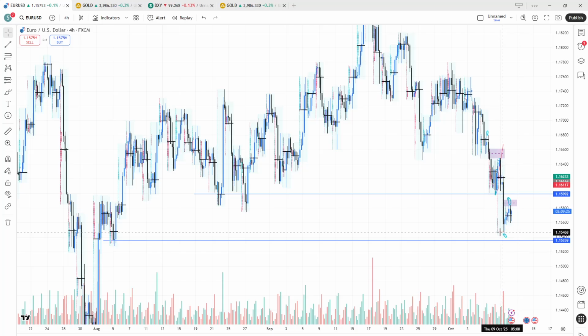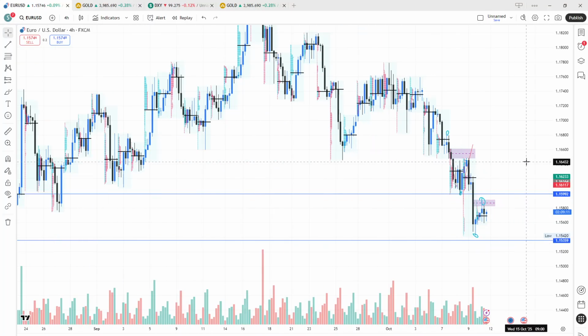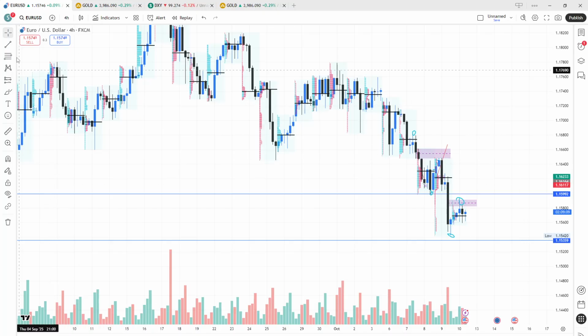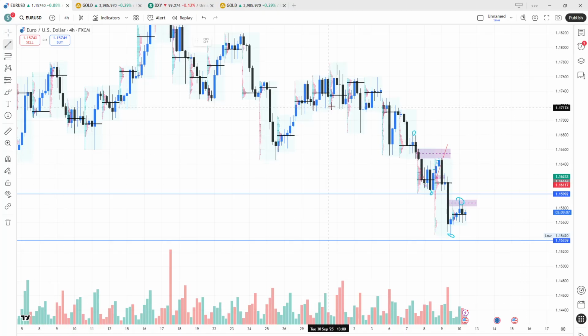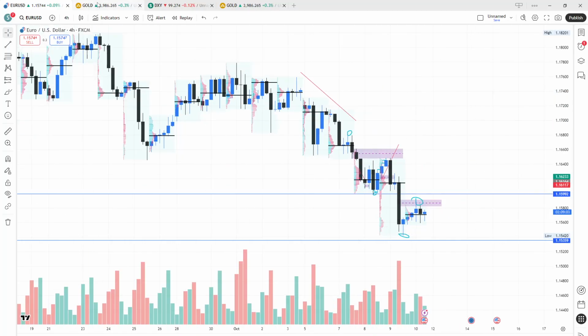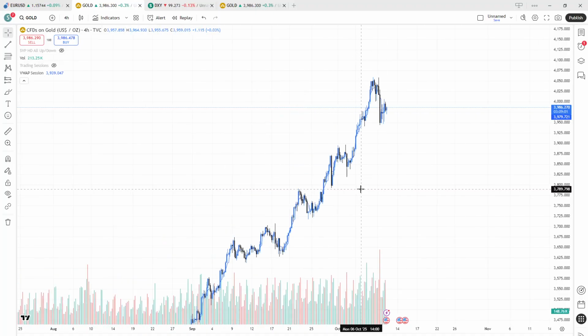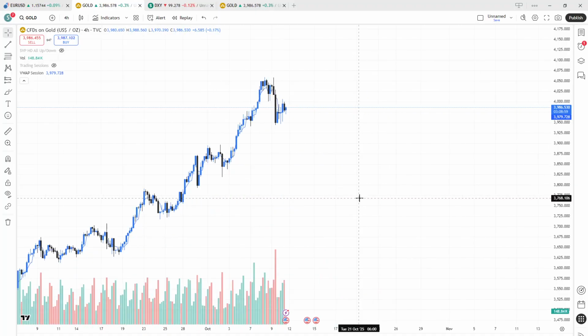We have that internal sweep, but we haven't got the external, so it could be a reversal, or we still have to pump down here to get the sweep for it to go up. But we do see there is order flow right here that needs to be taken out, and gold up here is about the same too.